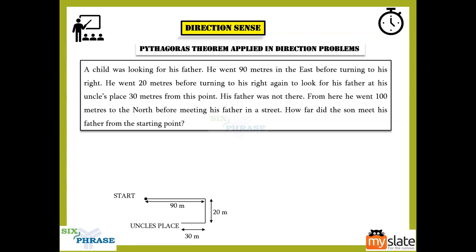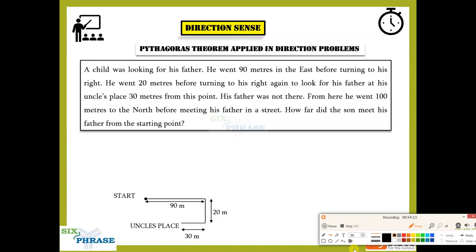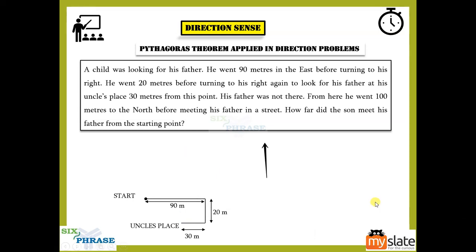So what does he do? From here he went 100 meters to the north. Okay, now what is north? I've told you here, whenever they mention the direction, it is always the direction as you know it on the map. This is the north direction. So from here he'll go north 100 meters, meaning from here he'll go like this 100 meters.